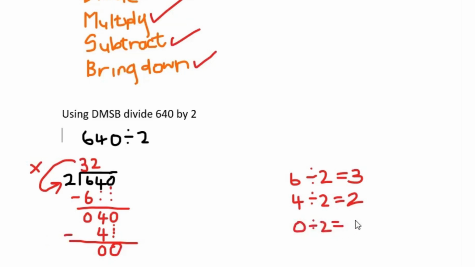It's 0. Perfect. And because you cannot share nothing with anyone, okay? You can't share nothing with 2 people. So 0 divided by 2 is 0. So we put the 0 as our coefficient at the top, okay? So we've completed the divide step. Now we complete the multiplication step. What is 0 multiplied by 2?